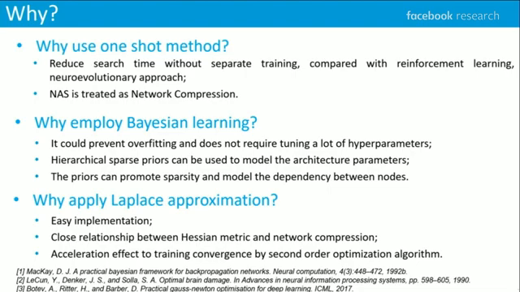While we use Bayesian learning, research has shown that Bayesian learning has some advantages. First, it could prevent overfitting without tuning lateral parameters. Second, we could model architecture parameters using hierarchical priors. Thirdly, they can promote sparsity and model dependency between nodes. The Laplace approximation, which is a deterministic method for Bayesian learning, is simple to implement. It also uses Hessian information, which has a close relation to compression and could accelerate convergence.